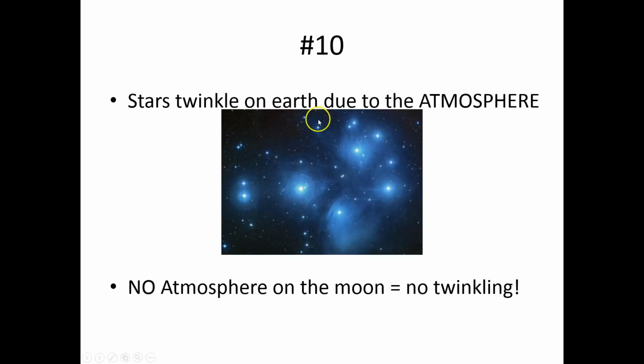Number 10, stars twinkle on Earth due to the atmosphere. The atmosphere actually will bend the light, and it looks like the stars are twinkling. If you were to go to the moon, though, and look up, you would not see the stars twinkle because there's no atmosphere on the moon.